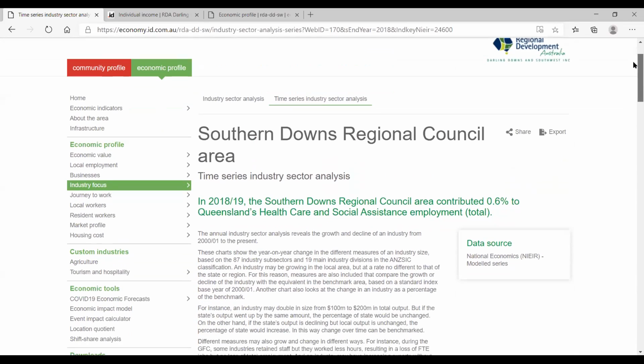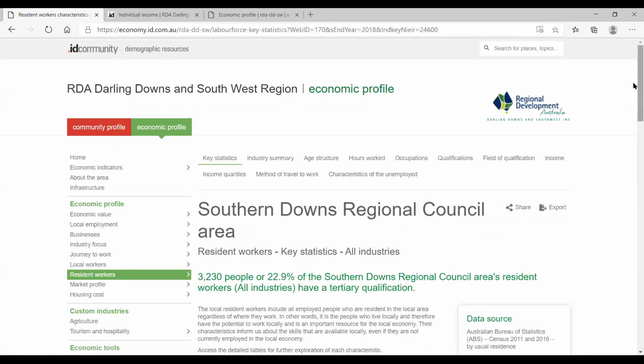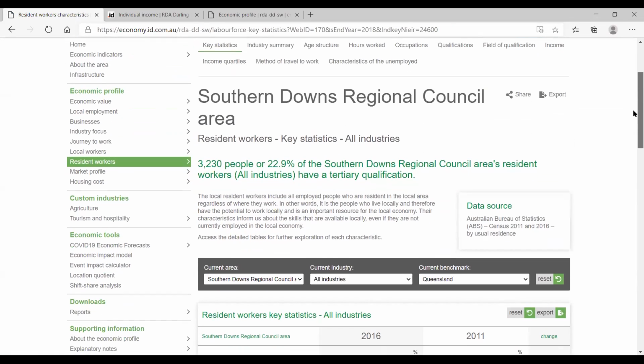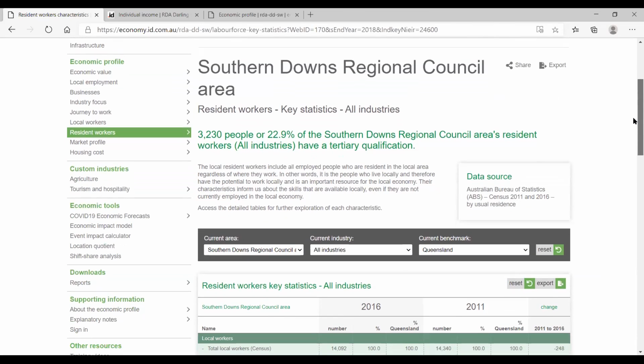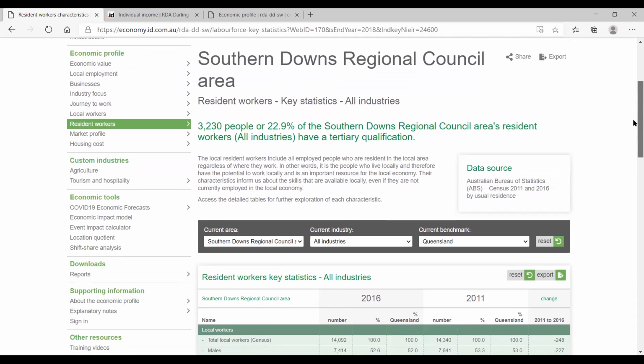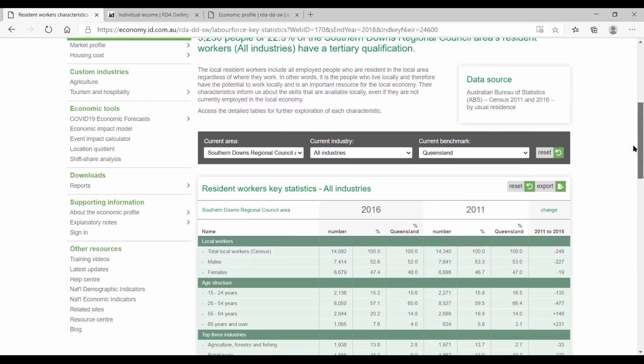So that's our industry focus. The next thing I'm going to quickly show you is just some key statistics on your resident workforce. If you're looking at your resident workforce and you say, I want to know the key statistics of all my industries of my resident workers, 3,230 people have a tertiary qualification. So there's little bits of data snippets that you can get.